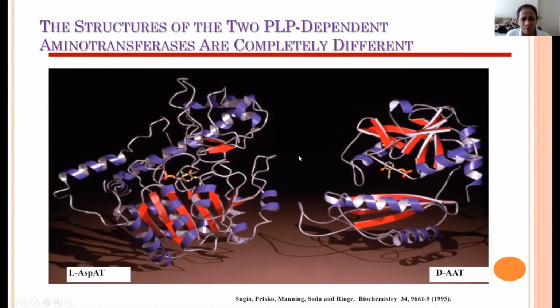Of course, I don't want to confuse you, because evolution itself is another topic for discussion. We can do it another time, right? So again, it helps us understand that this binds to the same ligand, and this also binds to the same ligand. What is common between these two is that they are both dependent on PLP, right?